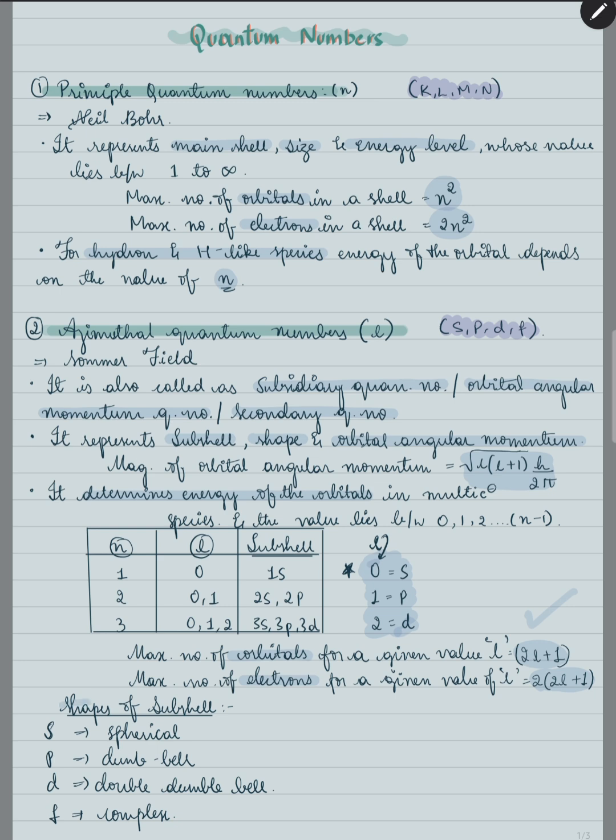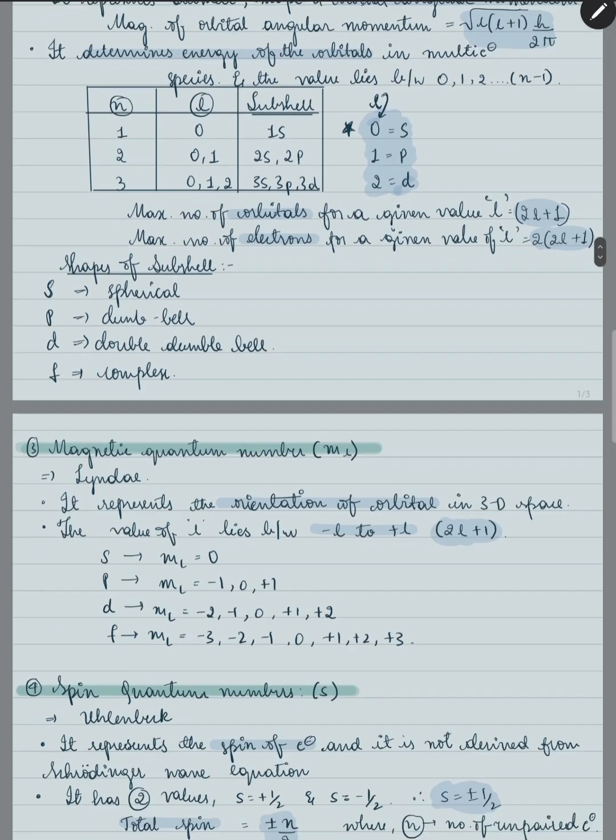The shapes of subshells: for s it's spherical. For p it is dumbbell, and for d it is double dumbbell, and for f it is complex. So it's like that. Now we are done with this.